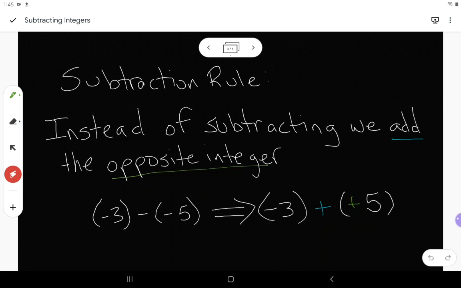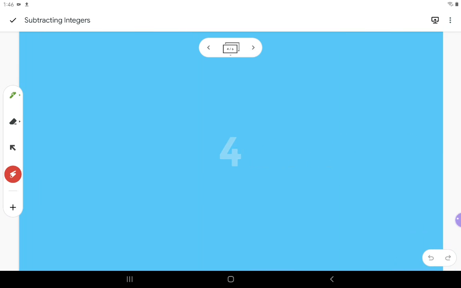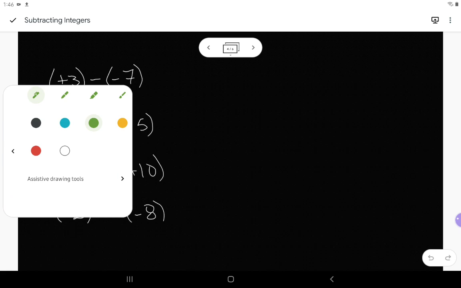So if the expression was -3 minus -5, instead of subtracting, we add, in blue, the opposite integer in green. Notice that instead of subtracting, it goes to an addition, and instead of -5, we move that to a +5. So the number portion stays the same, but the sign flips to its opposite. That's what you would have done back in grade 7 for subtraction.